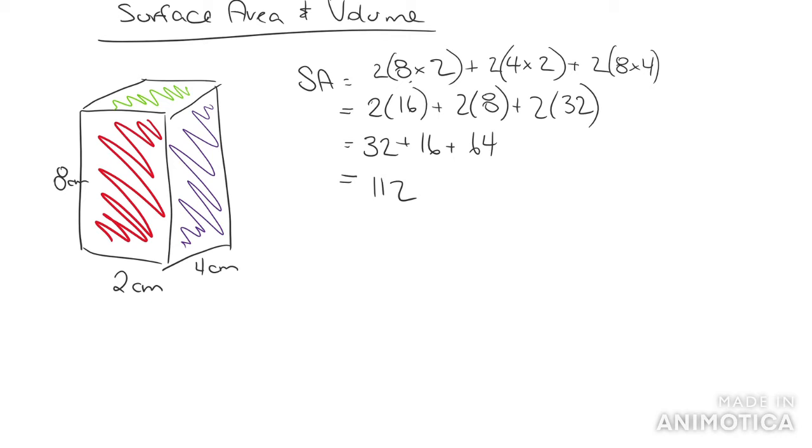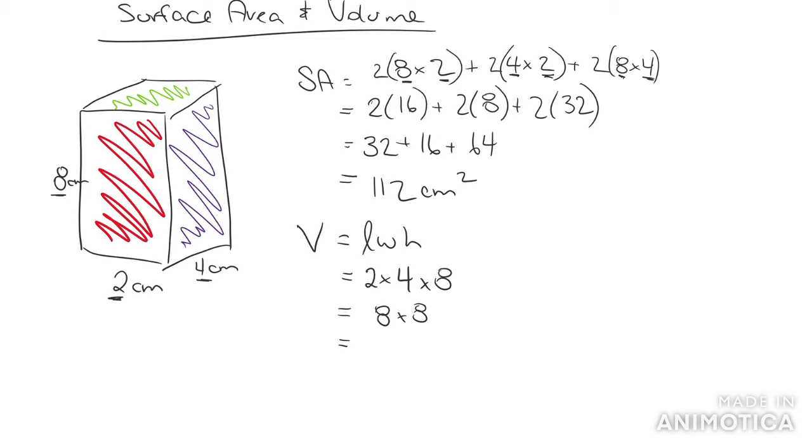Because we only ever multiplied 2 centimeters together, it'll be centimeters squared. When it comes to the volume, all you have to do is take the three measurements, length times width times height, and multiply them together. 2 times 4 times 8. And because we've multiplied centimeters together 3 times, we have centimeters cubed.